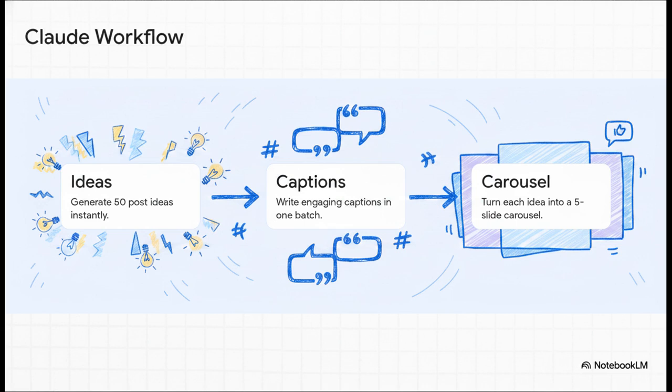By batching these tasks sequentially, instead of doing them one by one, we are seriously capitalizing on momentum. Context switching is a total productivity killer. When you stay purely in ideation mode, then move entirely to writing mode, and then formatting mode, you let the AI do what it does best, generate massive volume without ever losing the thread.